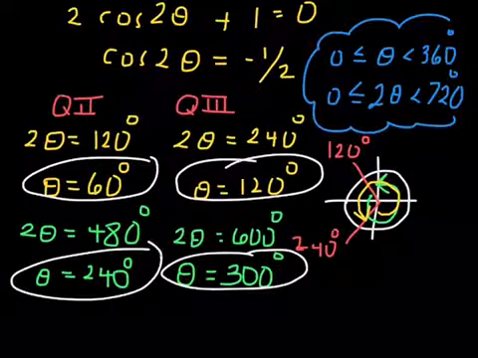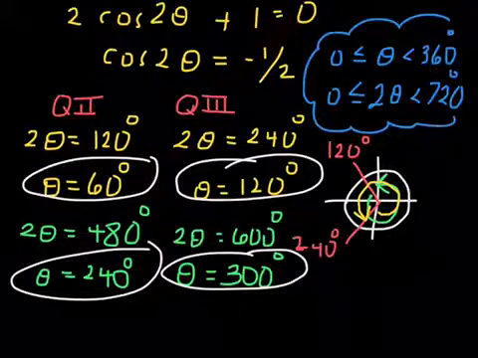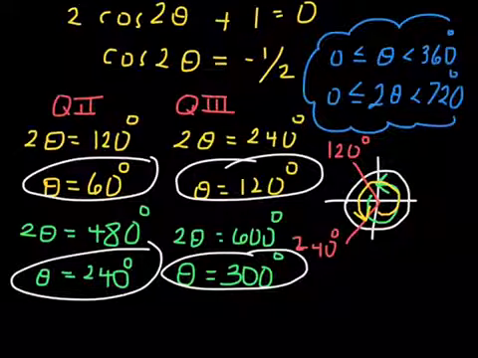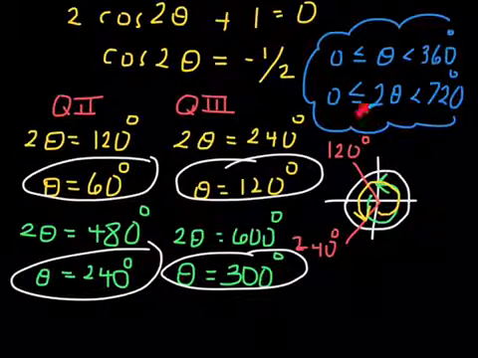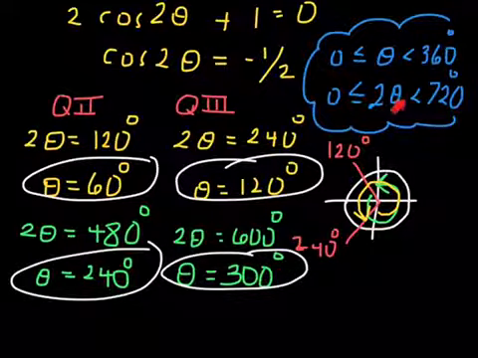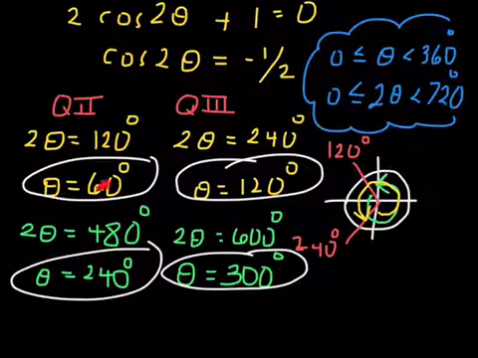is 240. Notice that all 4 of these answers are for theta, and all 4 of them are between 0 and 360. If we had not considered the interval for 2 theta to be between 0 and 720 degrees, please notice we would have lost this solution, and we would have lost this solution, right? We would have only gotten these 2.